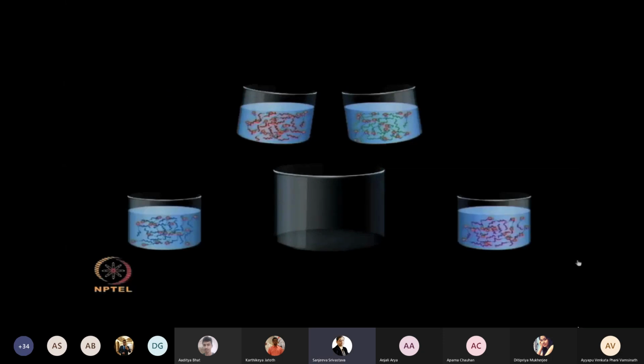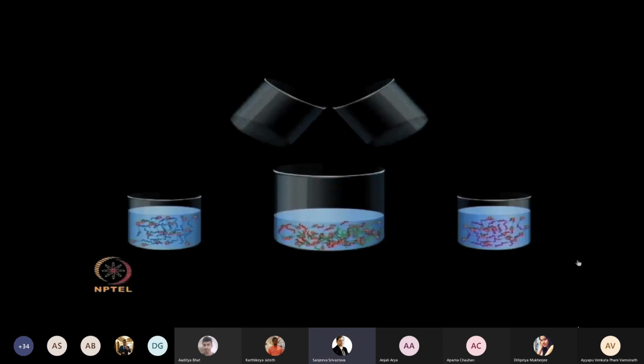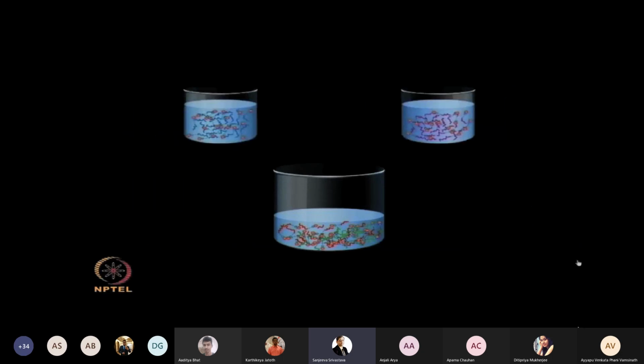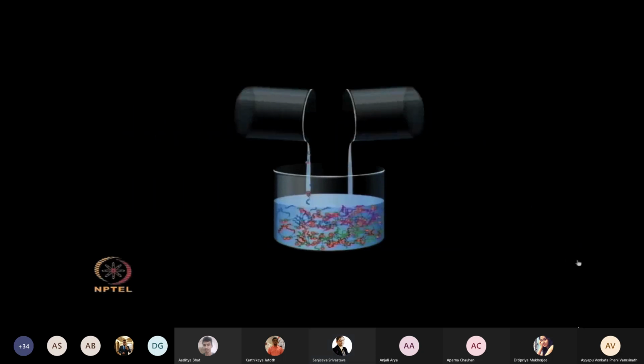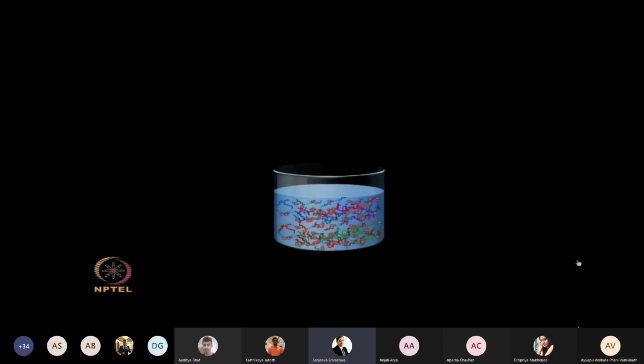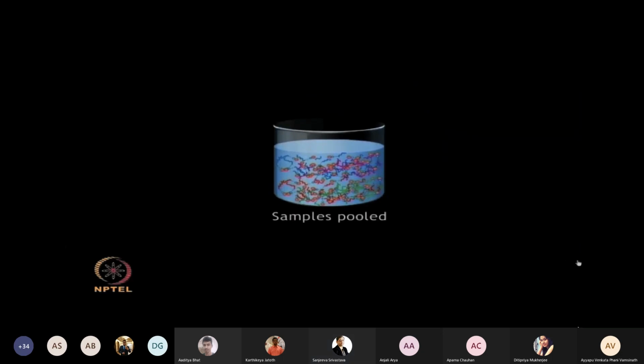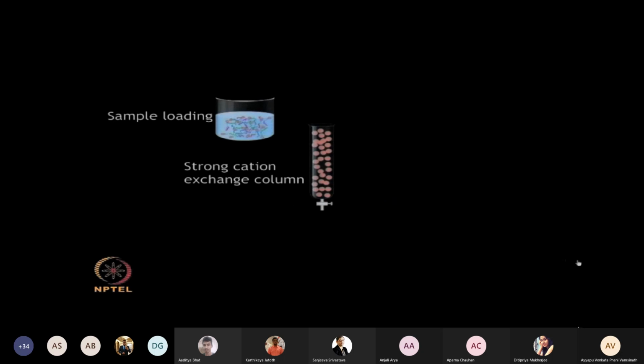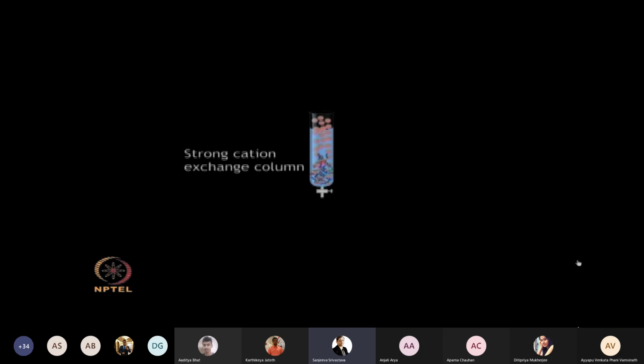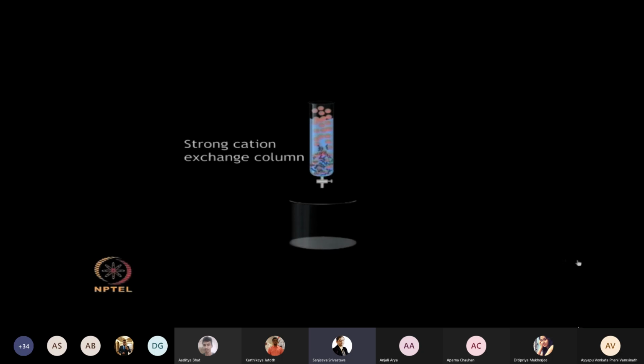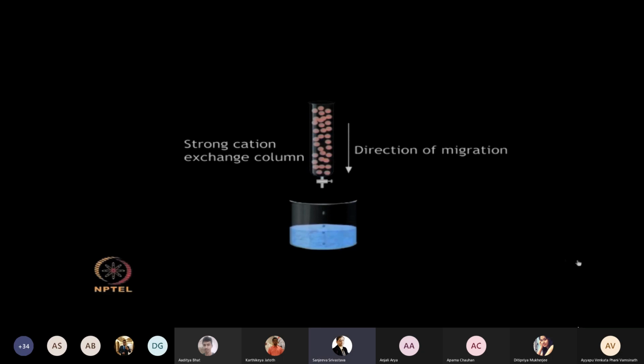This method has now further been improved to allow labeling of 8 samples simultaneously, although we are just showing here the 4-plex experiment. The labeled samples can be pooled together. The pooled samples are purified on a strong cation exchange column to remove any excess unbound iTRAQ reagent. This facilitates the sample cleanup prior to further finer separation and purification using reverse-phase chromatography.